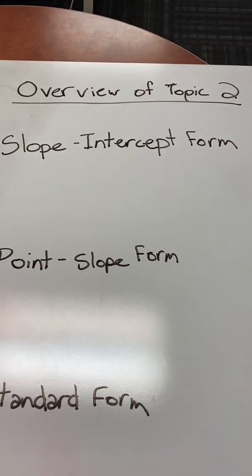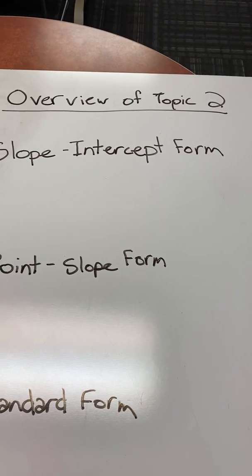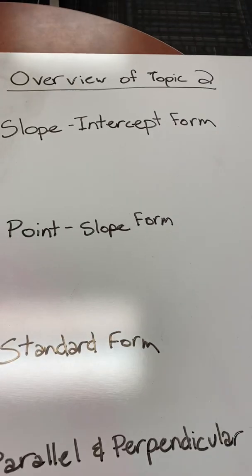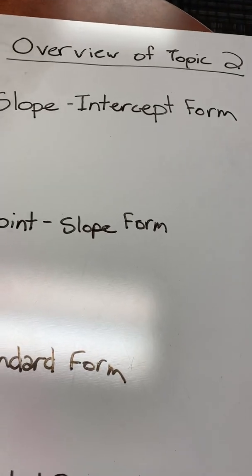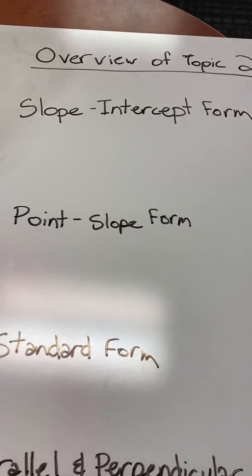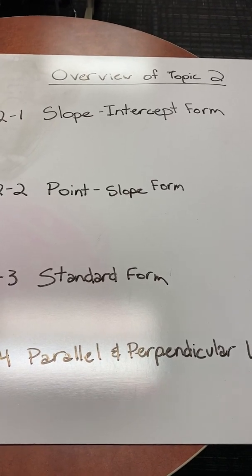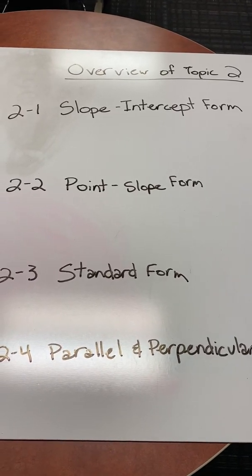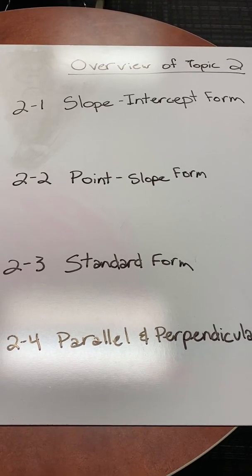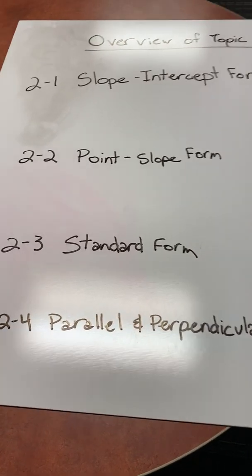All right, we are on topic 2, so I'm just going to do an overview and introduce us to the chapter. Topic 2 is graphing linear functions, right? Linear just means straight lines. So all we're doing in this chapter is graphing straight lines. There's only going to be 4 sections in this. 2-1 is something called slope-intercept form. 2-2 is something called point-slope form. 2-3 is something called standard form, and 2-4 is talking about parallel and perpendicular lines.